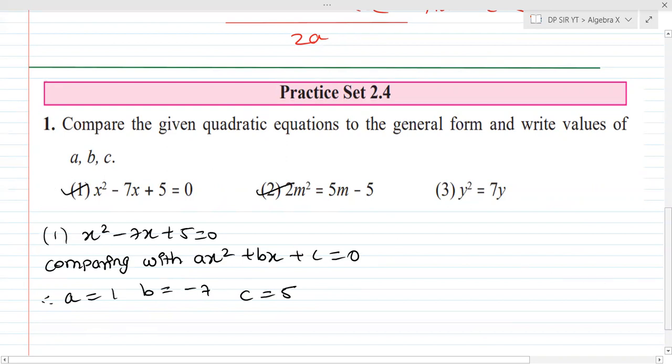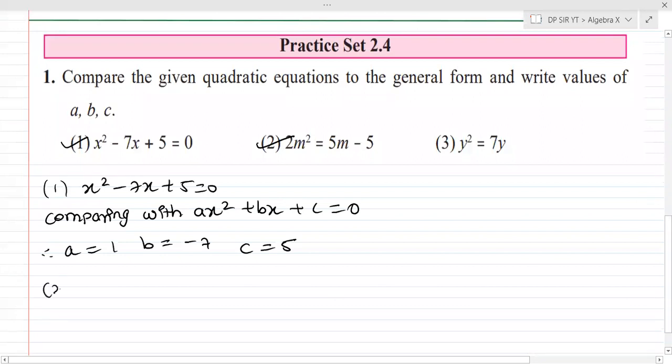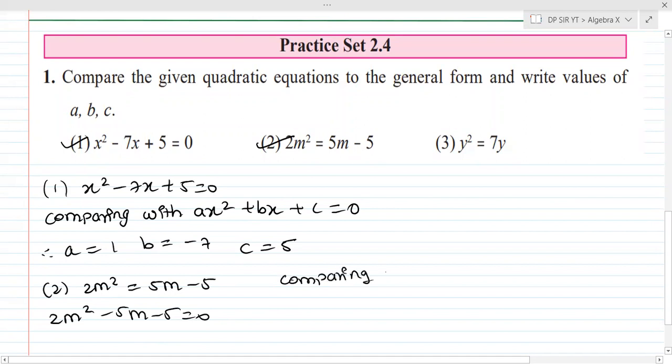Second question, 2m square is equal to 5m minus 5. Bring it in standard form. So 2m square minus 5m minus 5 is equal to 0. So now comparing with the standard form, ax square plus bx plus c is equal to 0. Therefore, a is equal to 2, b is equal to minus 5, and c is equal to 5.